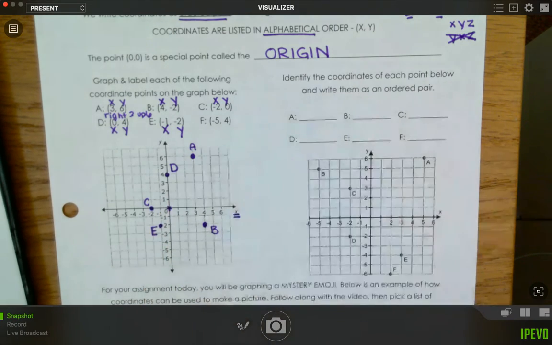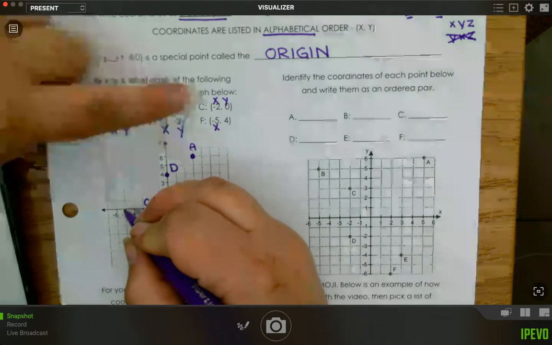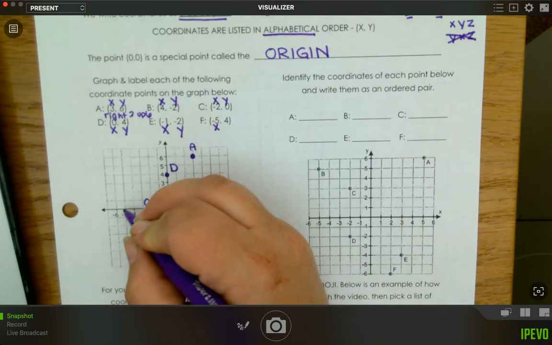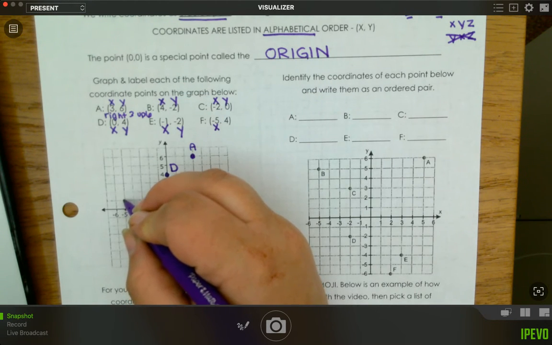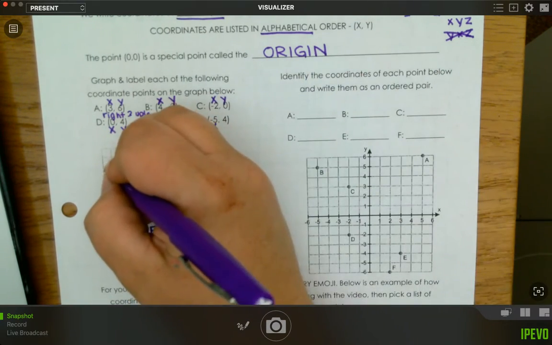I'm going to try the last one just by using my directions. Since negative 5 is my x, I'm going to go left 5. And if I look, 4 is my y, that means from there I go up 4. And that's F.